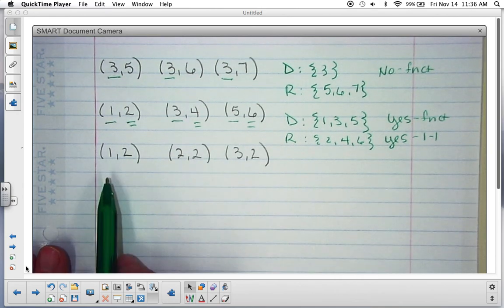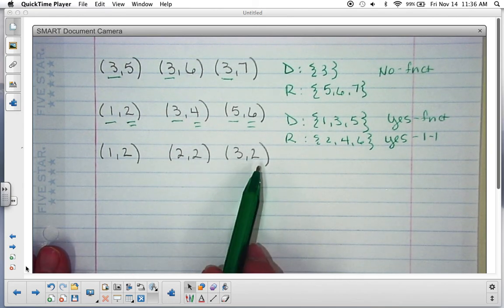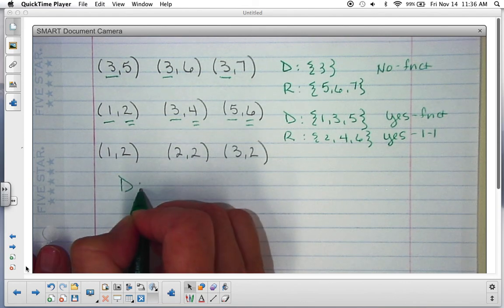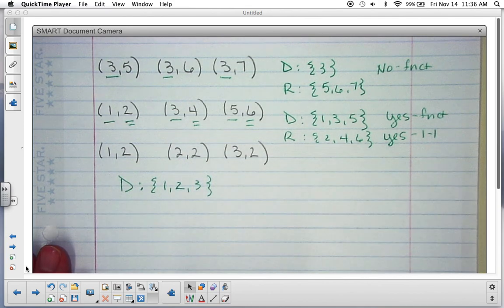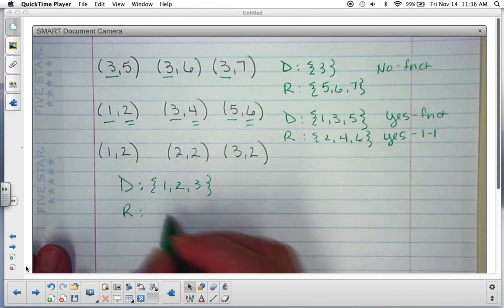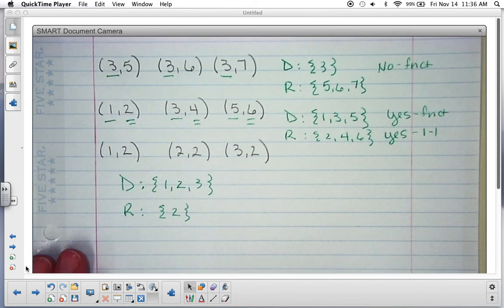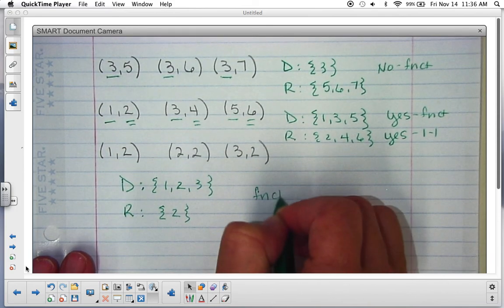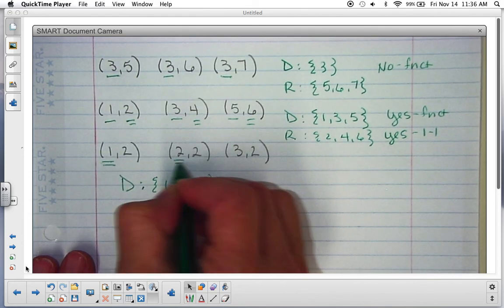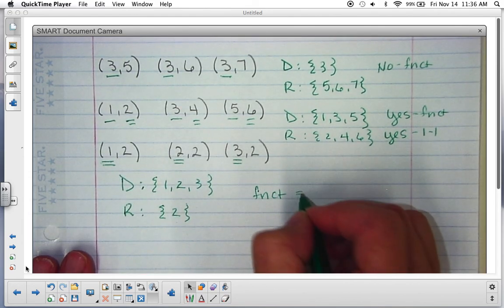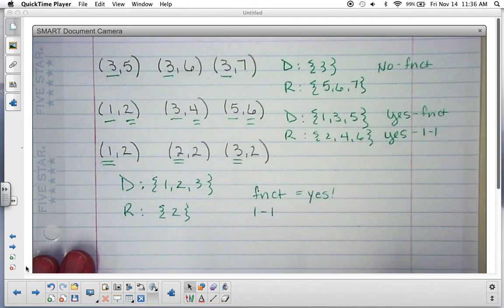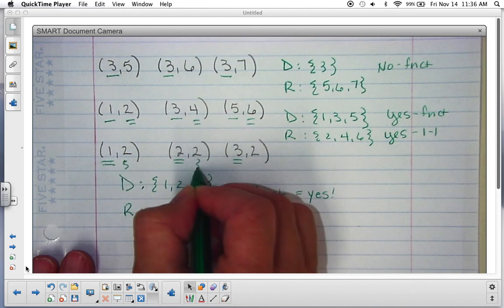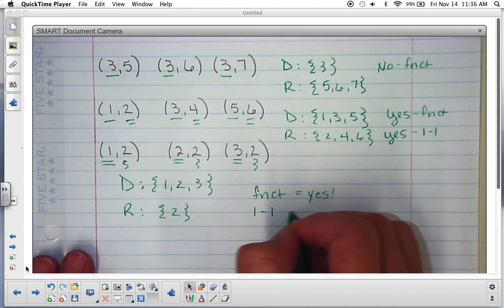And then our last example here, (1, 2), (2, 2), (3, 2). Domain will consist of 1, 2, and 3. Our range, the y values, will just be the number 2. Again, you do not need to put it in there 3 times. The function question, you're looking at the x's. Are the x's all different? Yes, they are. So the answer is yes, it is a function. For one-to-one, you're looking at all the y's. Are the y's all different? No, the y's repeat, so my answer for one-to-one is no.